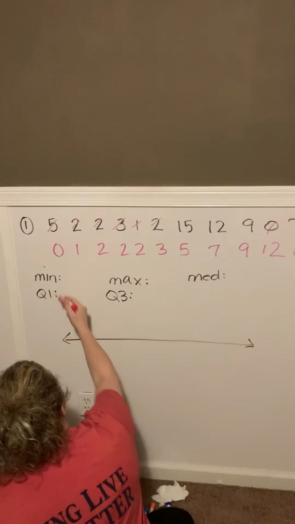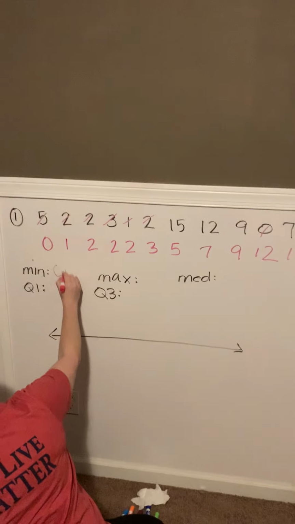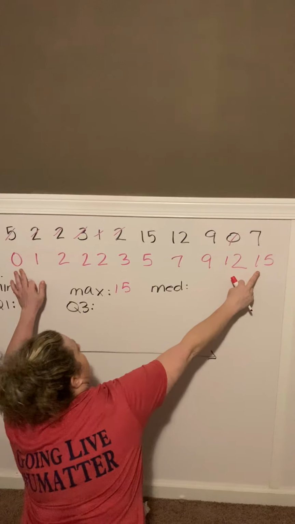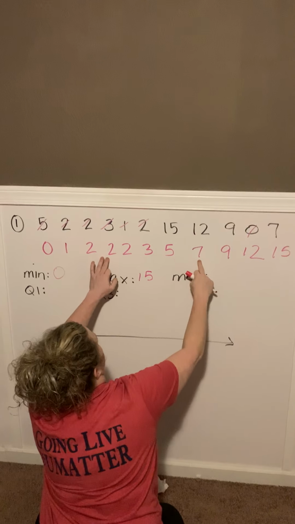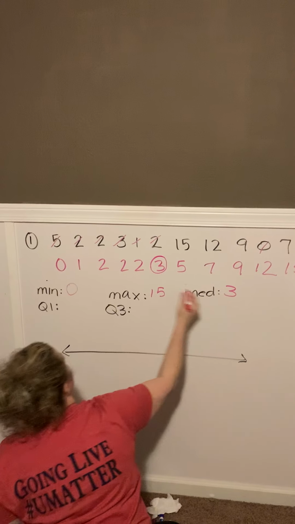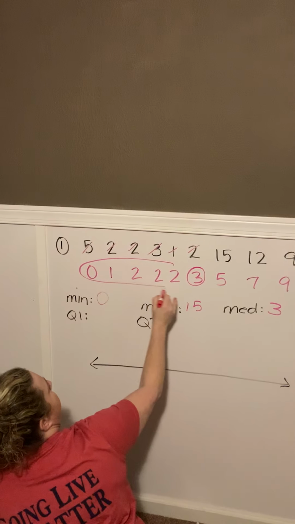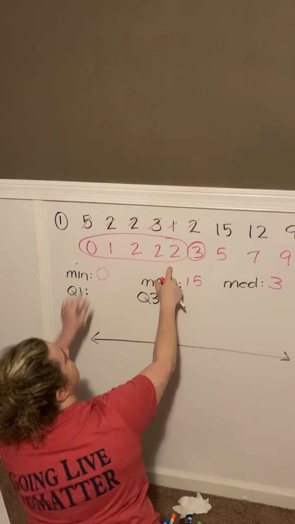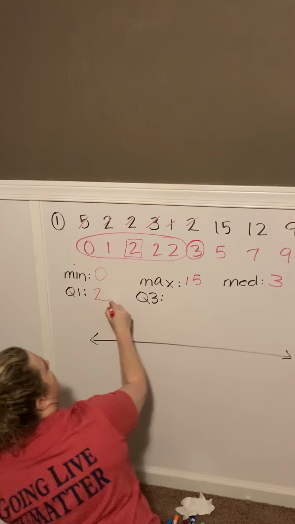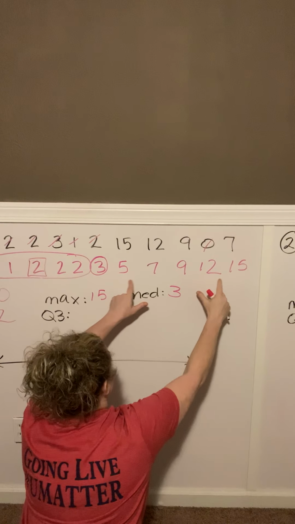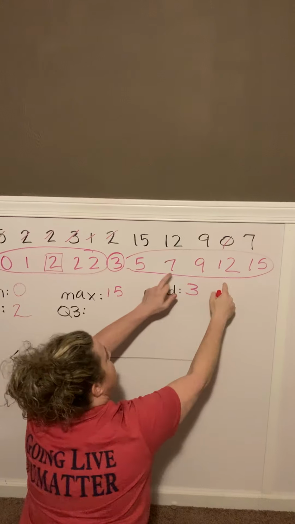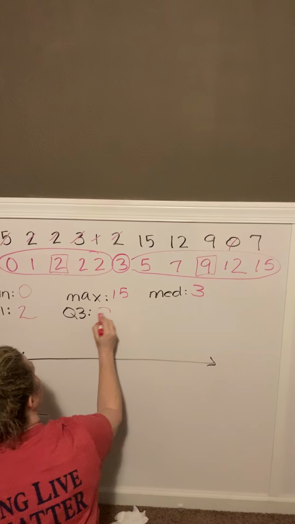All right, so the min is going to be easy. It's the 0. Max is 15. Median, we're going to go right into the middle. So my median is 3. Quartile 1 is the median of my lower half, so it is 2. Quartile 3, oops, let me draw the bow tie, is the middle of the upper half, so it'll be 9.